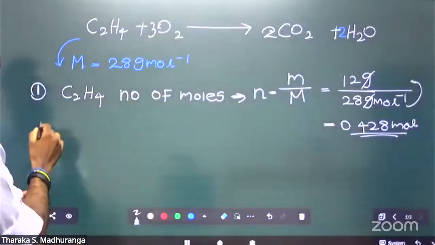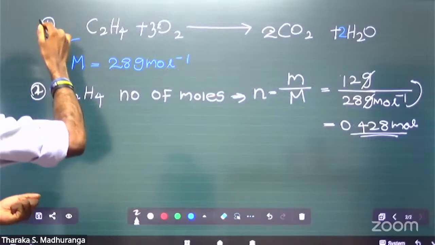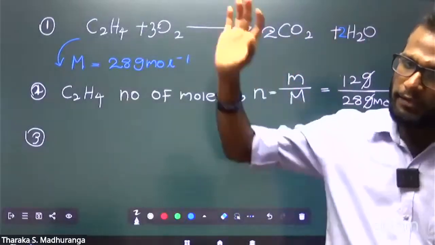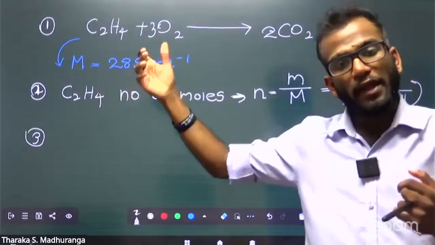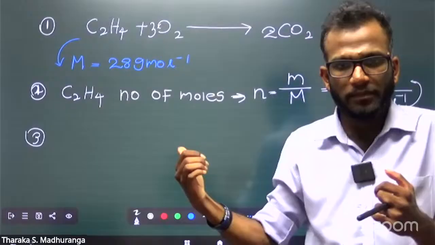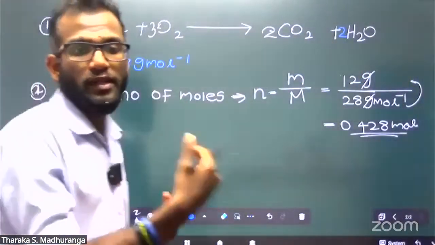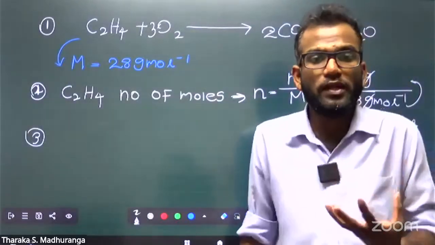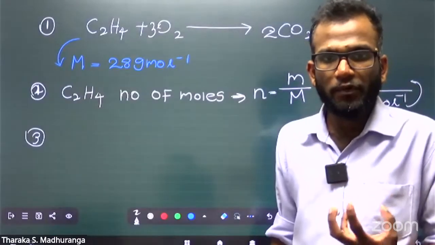Okay, this is the second step. I am again revising last week's lesson, the steps. First, balance the given chemical equation. Second, calculate the number of moles added to the reaction. Then what is the third step? Calculate the actually reacted number of moles. Okay, how about the actually reacted number of moles?